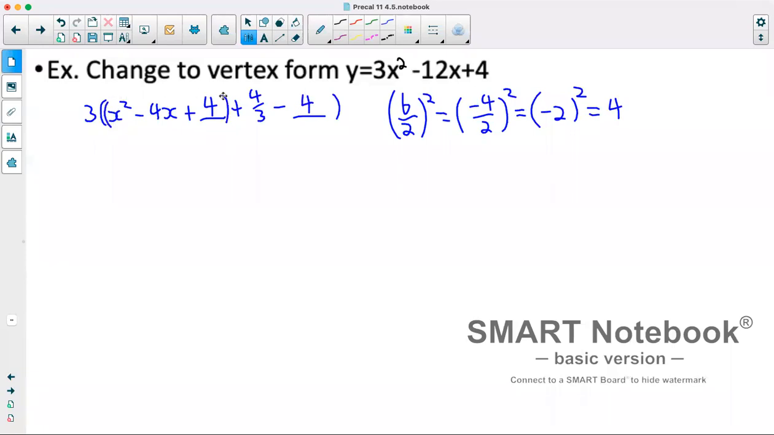Our first 3 terms are a perfect square trinomial, which we'll factor. So that becomes (x minus 2) squared. And then 4 over 3 minus 4 becomes -8 over 3. We'll multiply the 3 in, and we get y is equal to 3 times (x minus 2) squared minus 8. So our vertex would be at 2 comma negative 8.